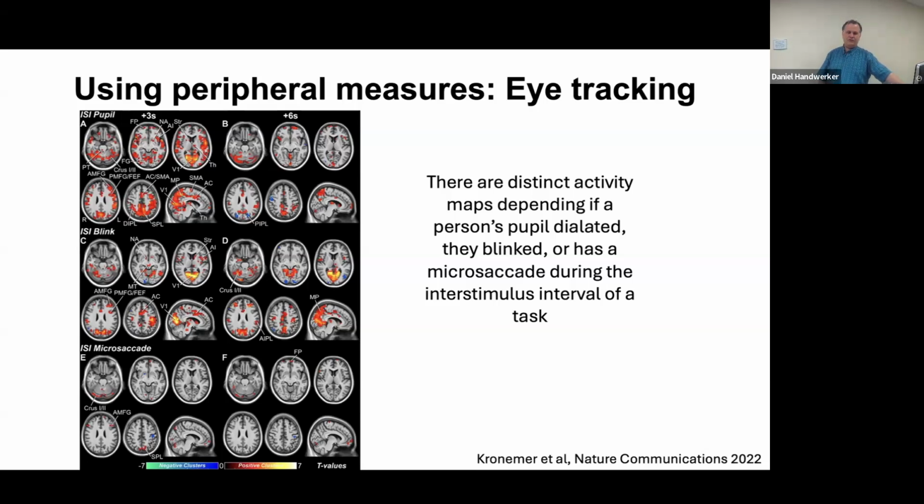This is a study by Sharif Kranbar, where they're doing a task, and in the interstimulus interval between tasks, they were looking at the responses, whether someone's pupil dilated, whether they blinked, and whether they had microsaccades. It turns out they were seeing different response maps depending on what their eyes were doing. That is just one example. There's a lot of stuff on eye tracking. If you're modeling more signals like eye tracking, even if that's not necessarily the goal of your study, it gives you one more way to understand what your volunteers are doing and potentially remove things that are either biased or unbiased noise.